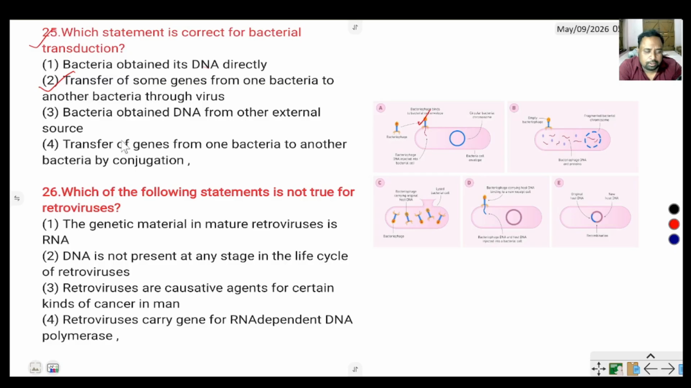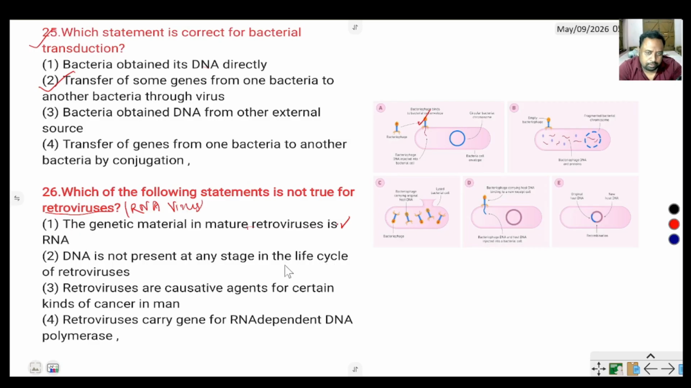Option 2 is the correct option. Which of the following statements is not true for retroviruses? Retrovirus means RNA virus. The genetic material in a mature retrovirus is RNA. Right? DNA is not present at any stage in the life cycle of a retrovirus.